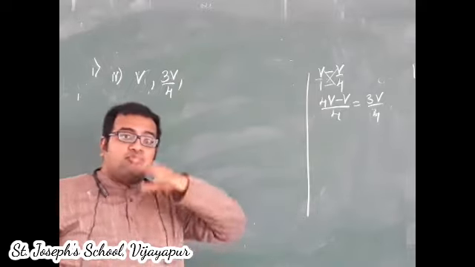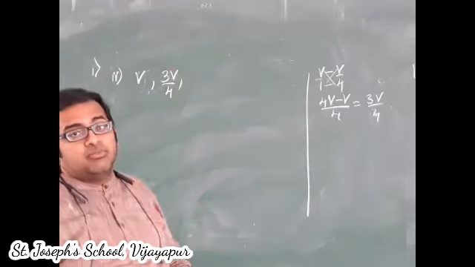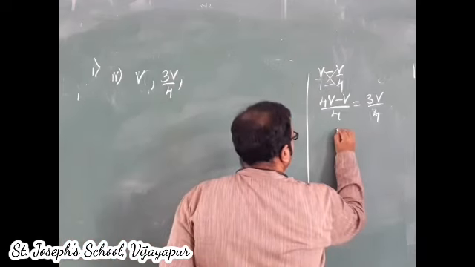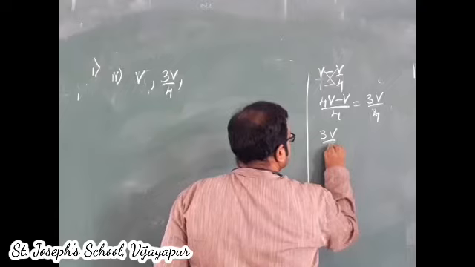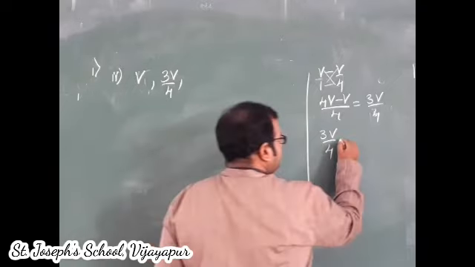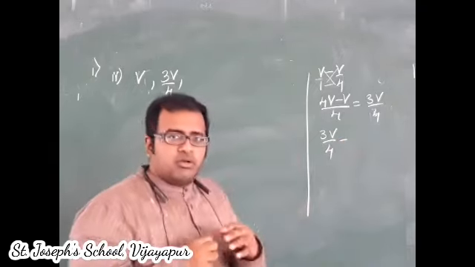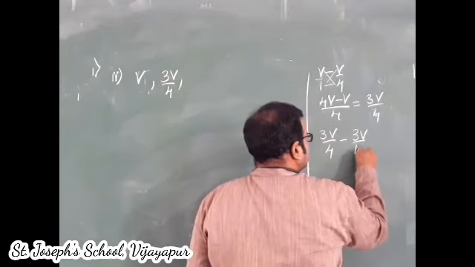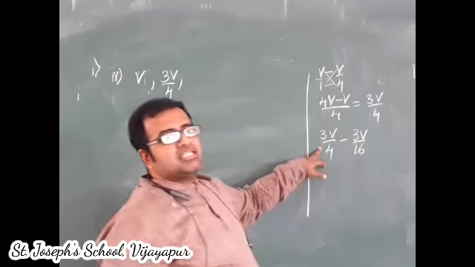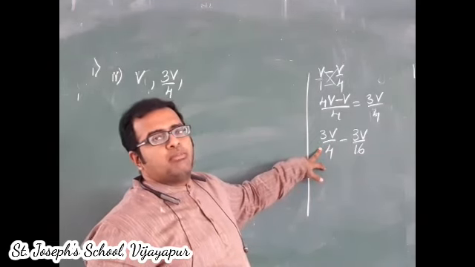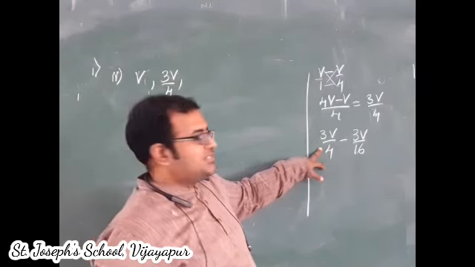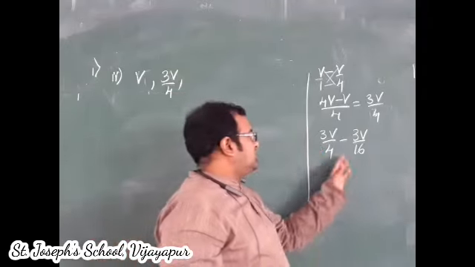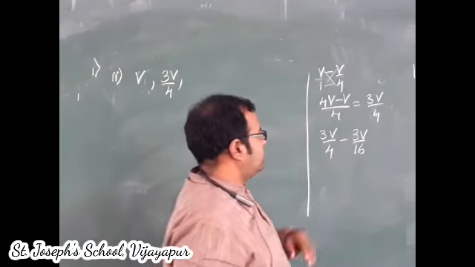Again, 1/4 of this existing volume is removed. The existing volume is 3V by 4, minus, because it's removed, so you have to subtract how much? 3V by 16. How? Multiply this by 1 by 4. 3V by 4 into 1 by 4 becomes 3V by 16. So 3V by 16 is 1/4 of the 3V by 4 that is removed. So when this is removed, what happens?